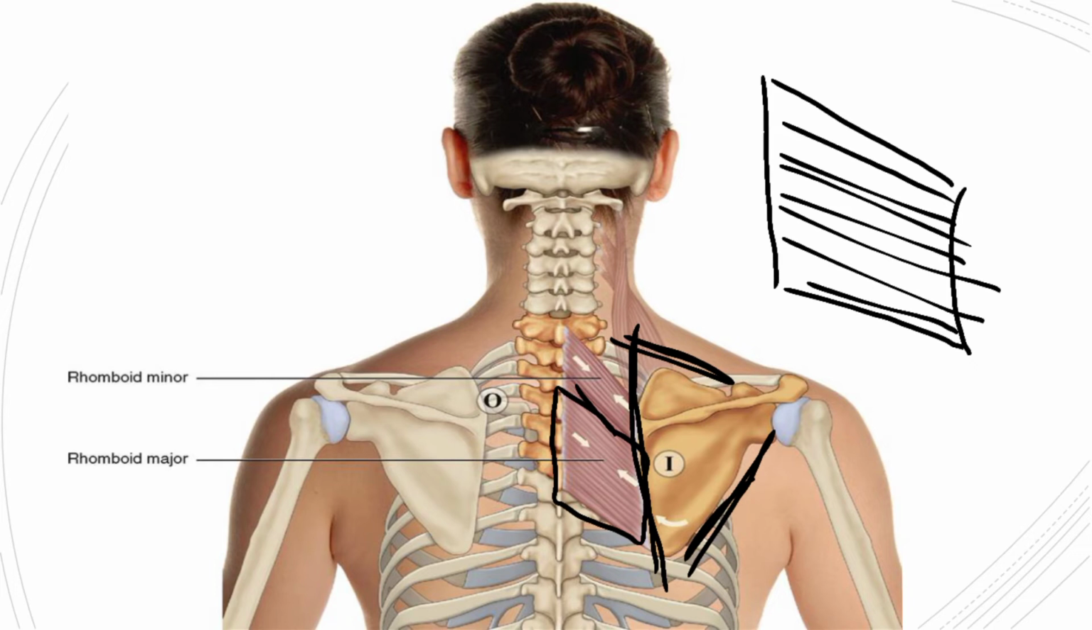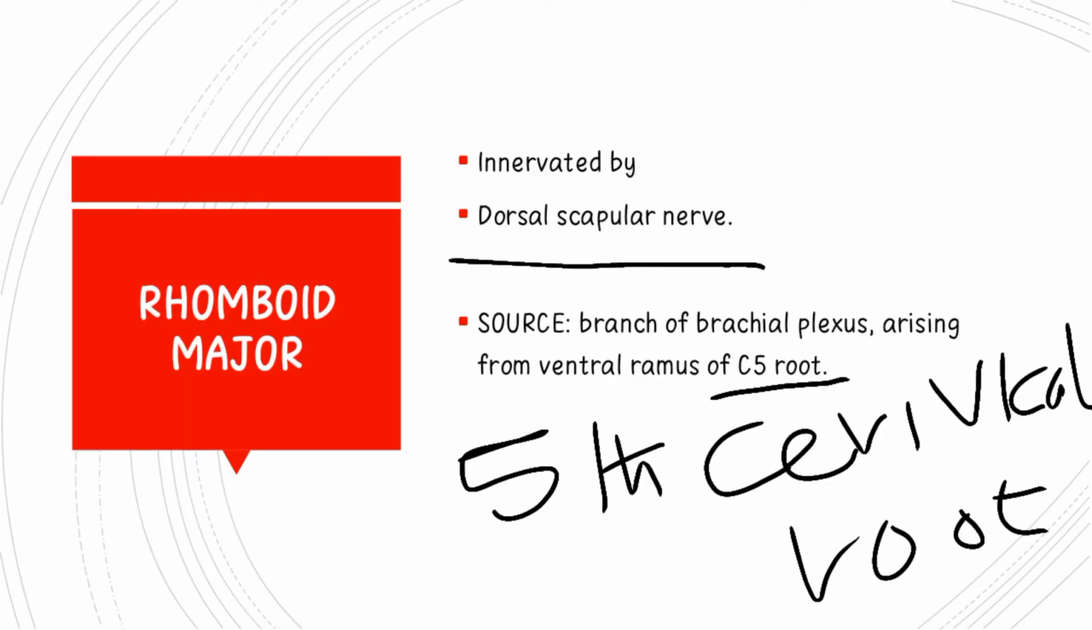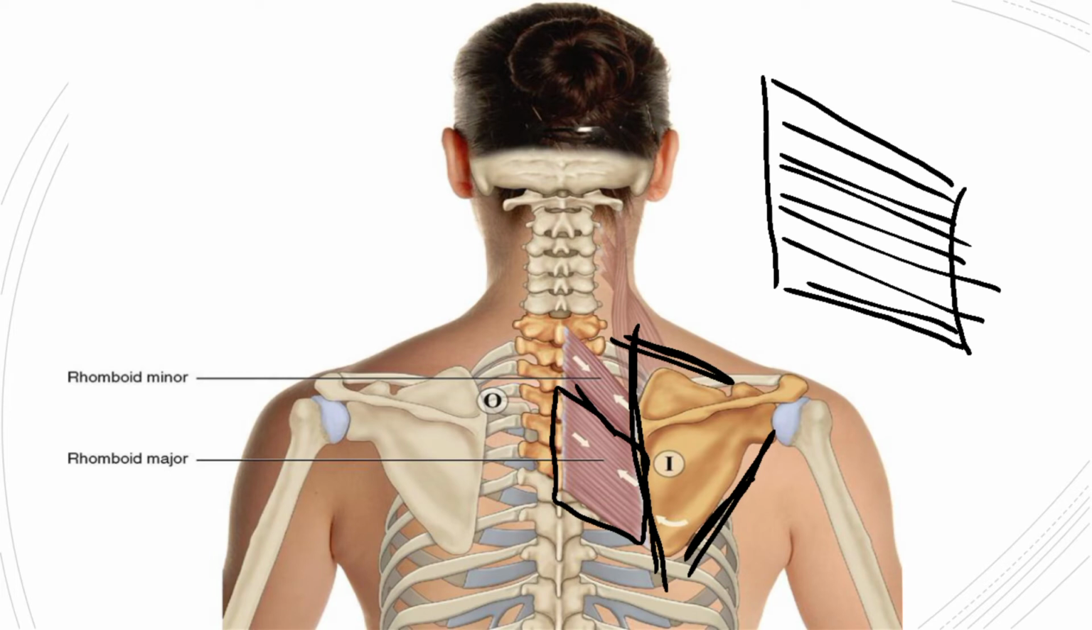So, if the dorsal scapular nerve gets damaged, it will cause some form of partial or total paralysis of this muscle. So therefore, when that happens, the function that this particular muscle is meant to carry out will be affected.